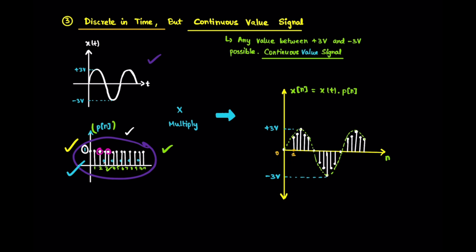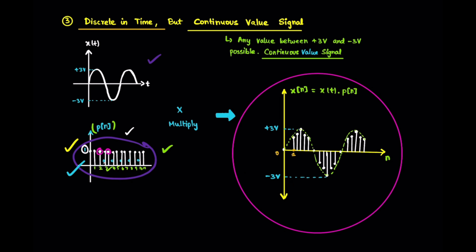Also, if we take more number of samples in p of n, we will get a more closer diagram, and therefore it is a continuous value signal. Therefore, this is a typical example of a discrete in time but continuous valued signal.